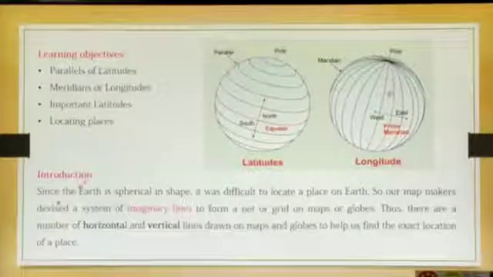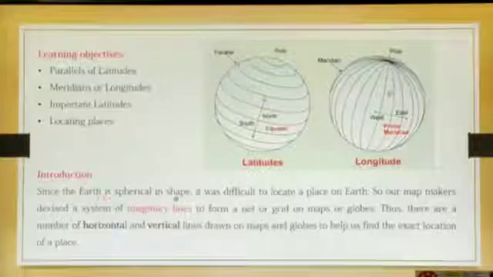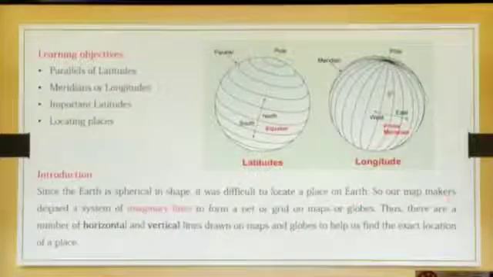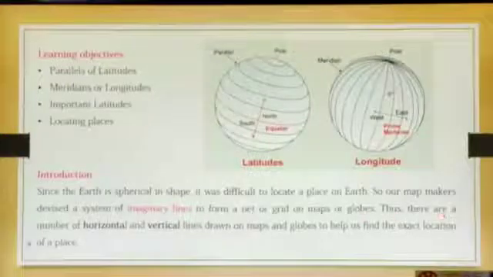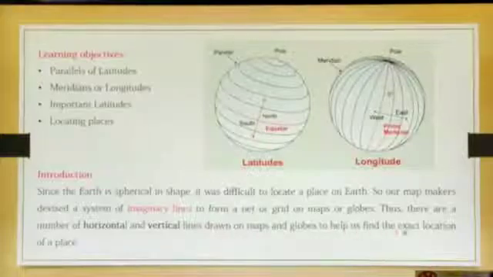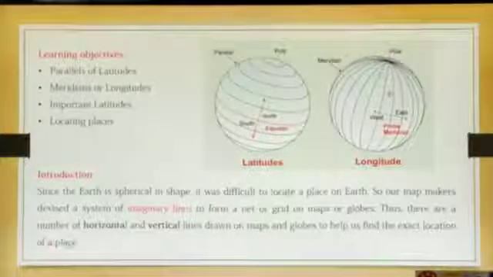Introduction. Since the Earth is spherical in shape, it was difficult to locate a place on Earth. So, our map makers devised a system of imaginary lines to form a net or grid on maps or globes. Thus, there are a number of horizontal and vertical lines drawn on maps and globes to help us find the exact location of a place.